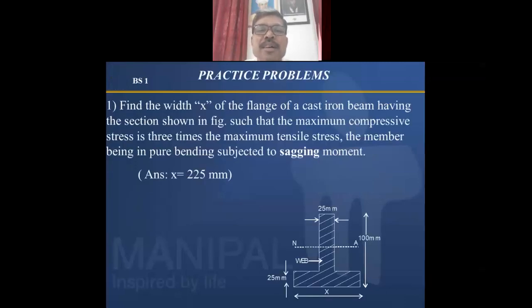Now this is the problem: to find the distance x of the flange of a cast iron beam having the section shown in the figure, such that the maximum compressive stress is 3 times the maximum tensile stress, the member being in pure bending, subjected to sagging bending moment. So we have to find out.